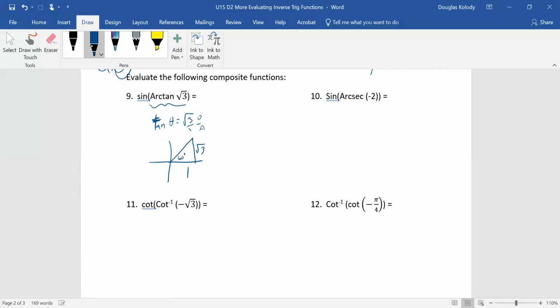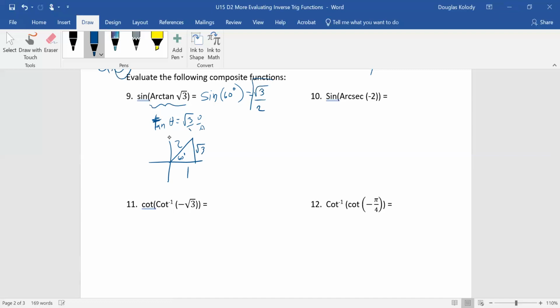So basically, I'm asking us to find the sine of 60 degrees, because that's the angle that produces that answer. Now, the sine of 60 degrees, which I just wrote right there, this is 60 degrees. What's the sine of this triangle right here? Opposite over hypotenuse, root 3 over 2.